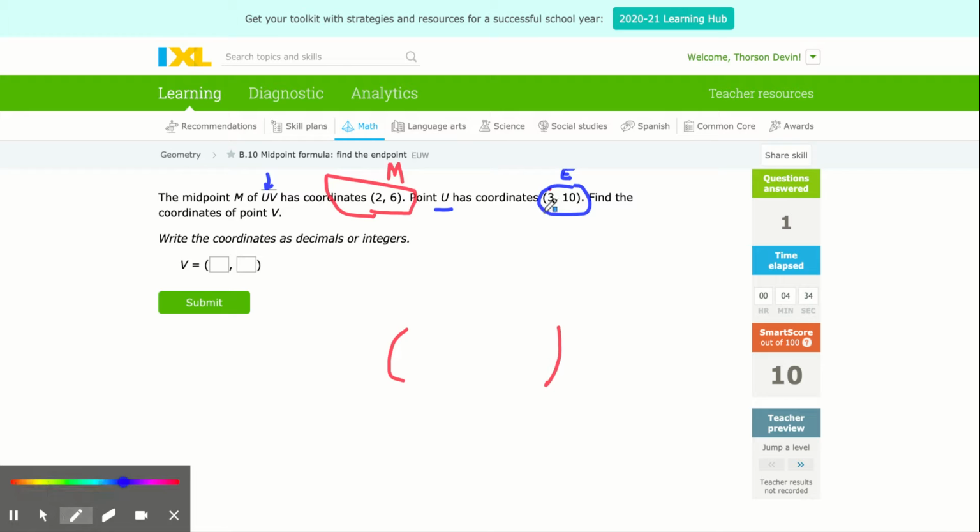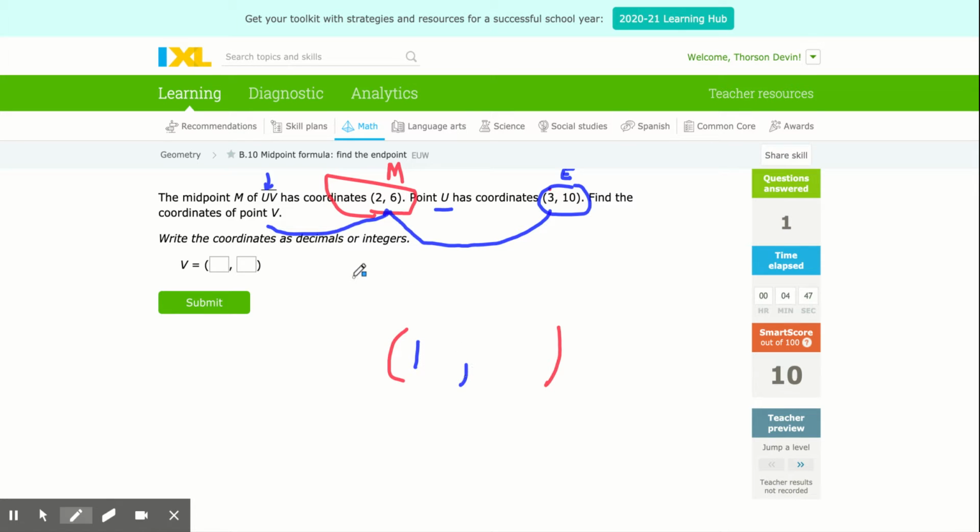Now I'm just going to say, to go from 3 to 2, to go from my one endpoint to the midpoint, I went down 1. I need to go down 1 more to get to the other endpoint. So that's going to be a 1. Now to go from my y value, I go down 4 units to get to 6. So I need to go down 4 more units to get to my endpoint. So that's going to be a 2. So my other endpoint is (1, 2).